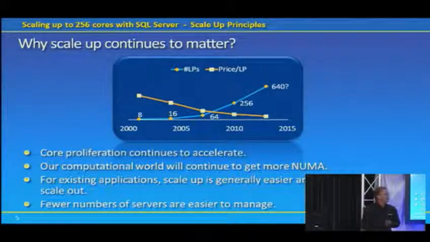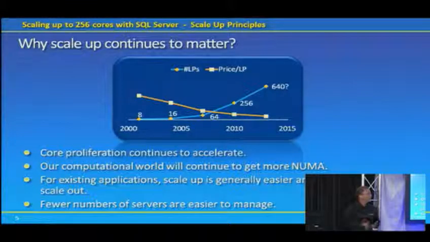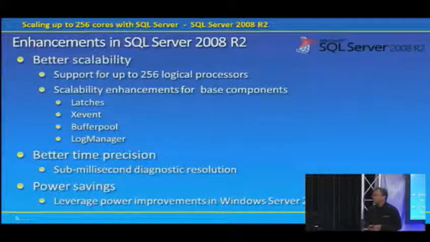And at the end of the day, a smaller number of servers are easier to manage. We have initiatives, which fit into the whole appliance strategy, around scaling out across smaller numbers of servers, but there is a management advantage to having a smaller number of servers. And with core proliferation, this is just getting cheaper.